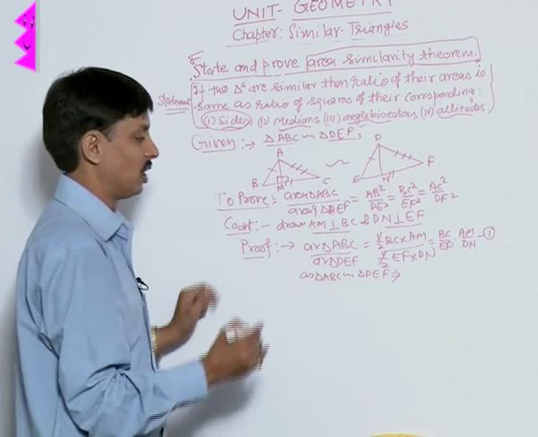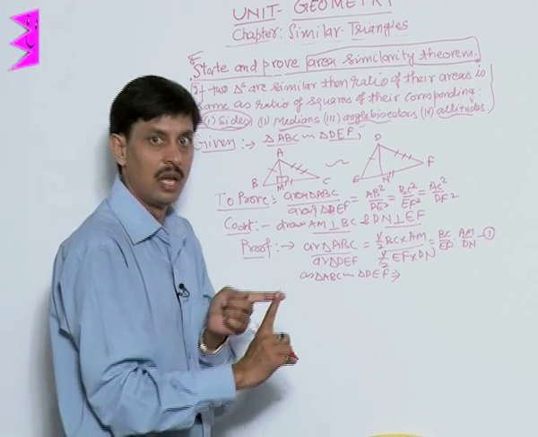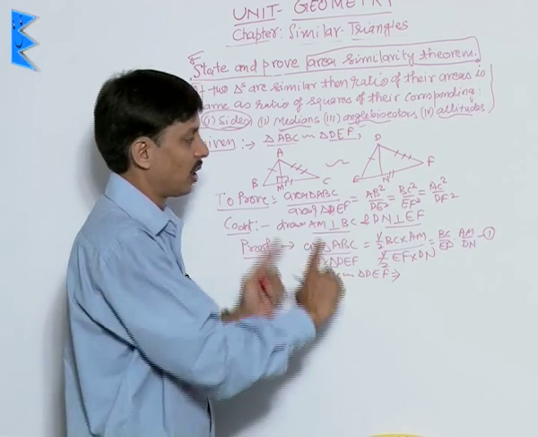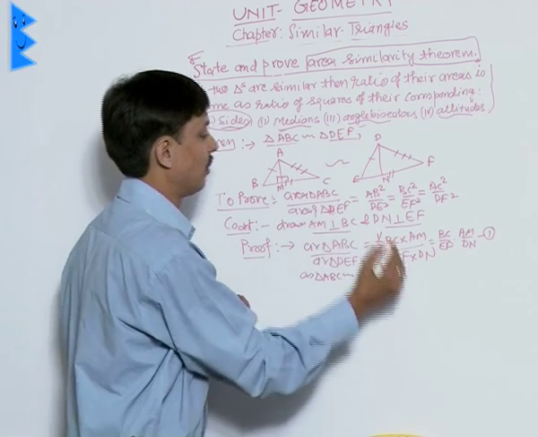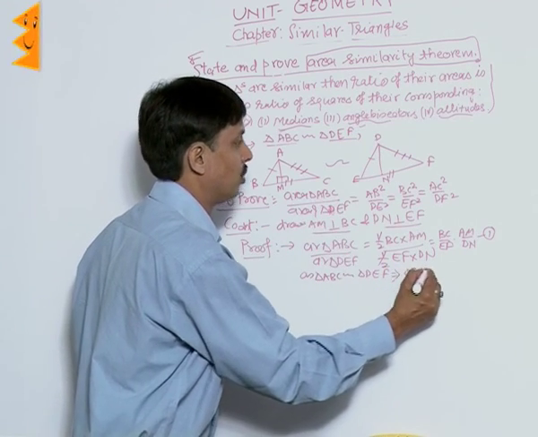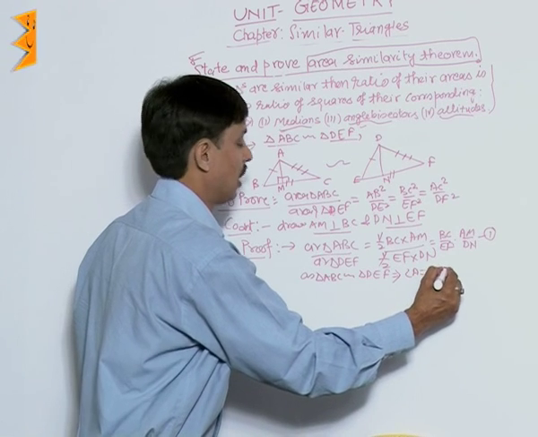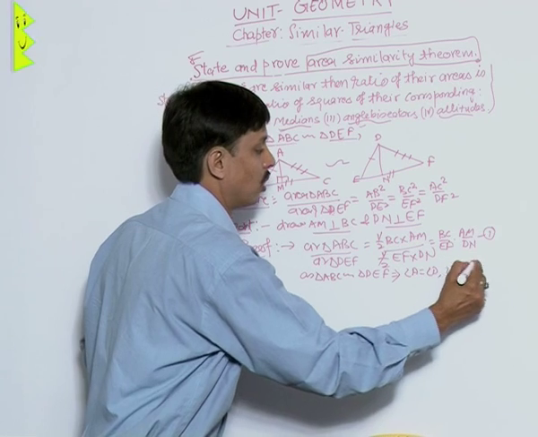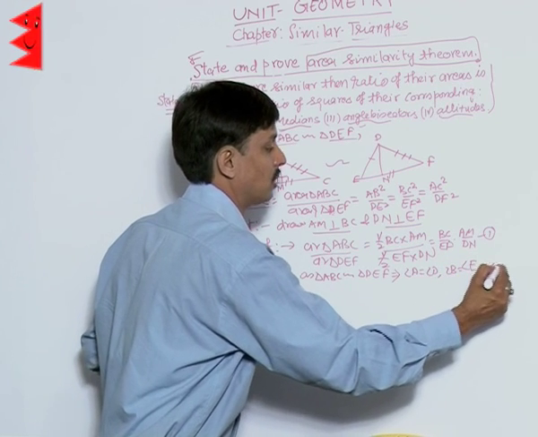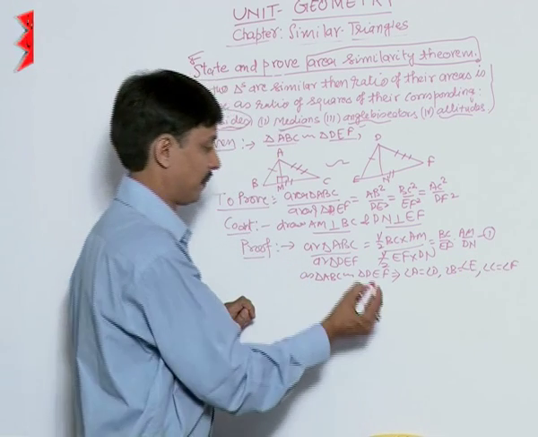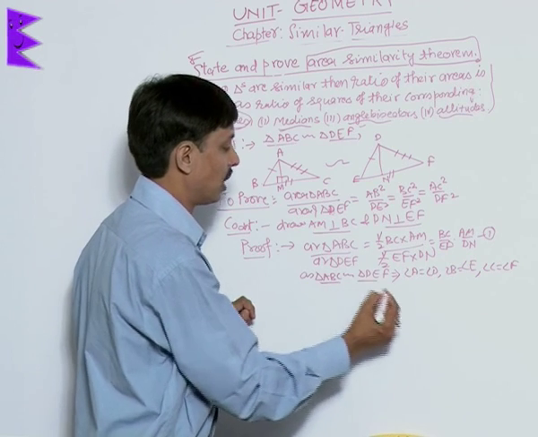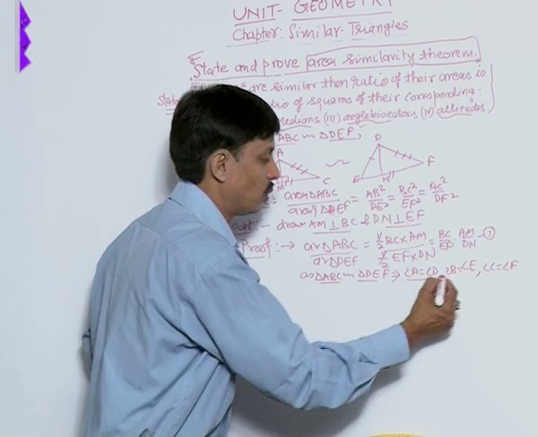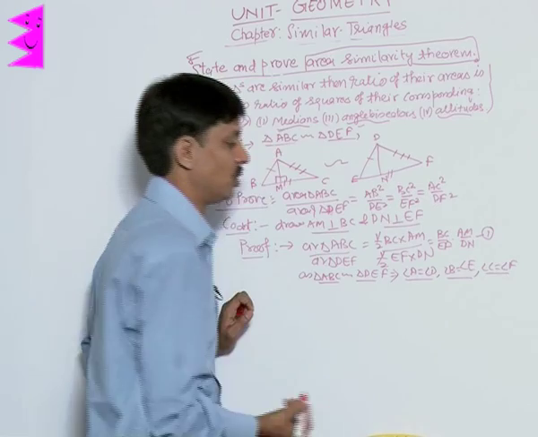What implies this? If two triangles are similar, then we say all their angles are equal. Meaning, I can say angle A is equal to angle D, angle B is equal to angle E, and I can also conclude that angle C is equal to angle F. So as triangle ABC is similar to DEF, we can say A equals D, B equals E, and C equals F. Relation number 1.